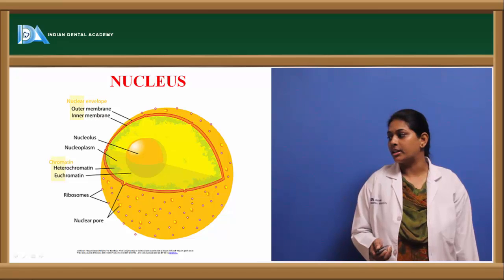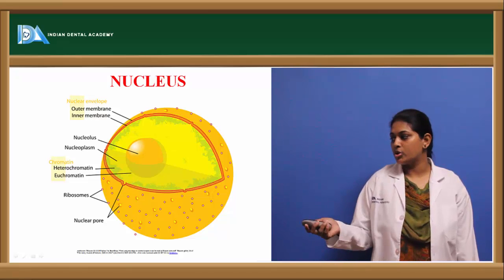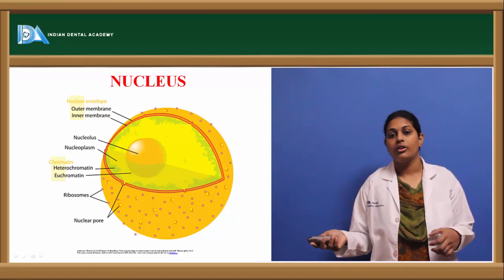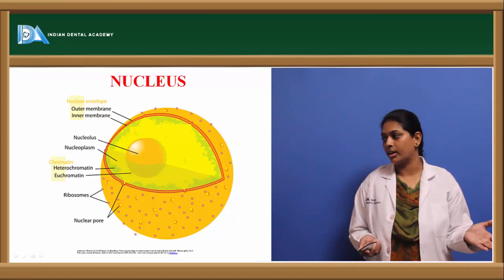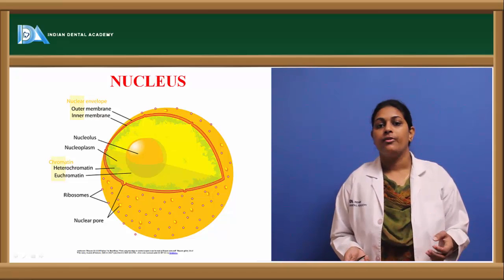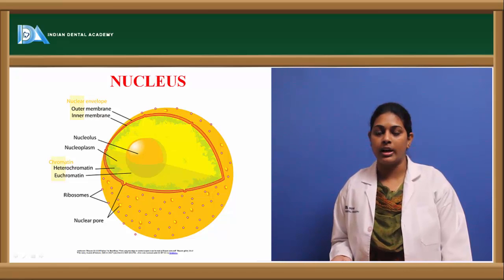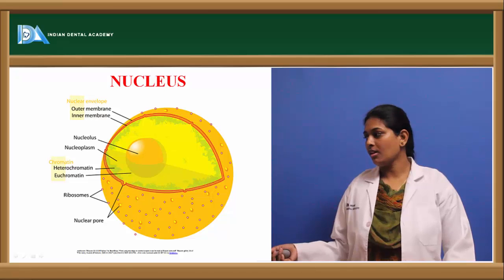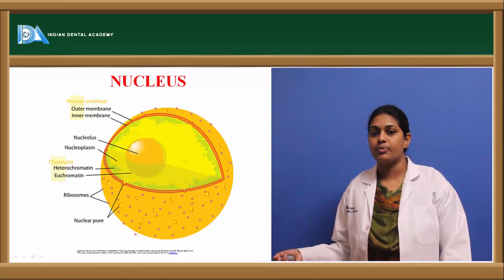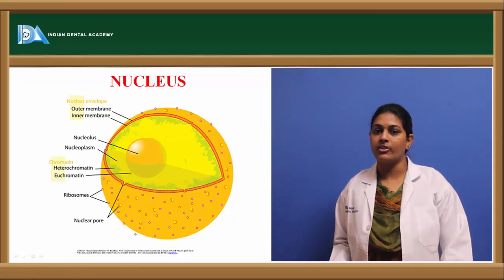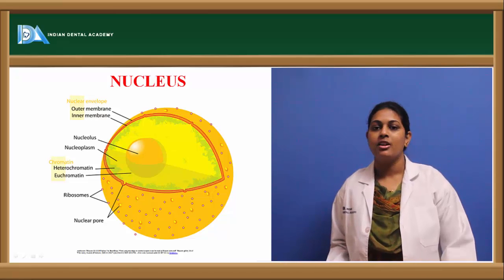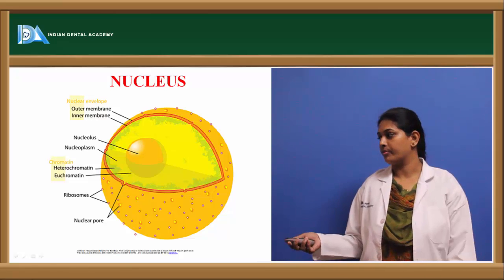And then comes the chromatin material, then the ribosomes, which are studded on the nucleus, that is, on the nuclear envelope, and it contains nuclear pores. These nuclear pores are approximately 3000 to 4000 per nucleus. They are usually involved in the transport and diffusion of molecules, so they are also known as channels for the nucleus.